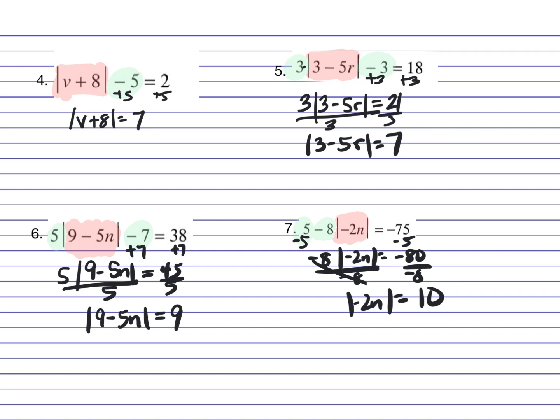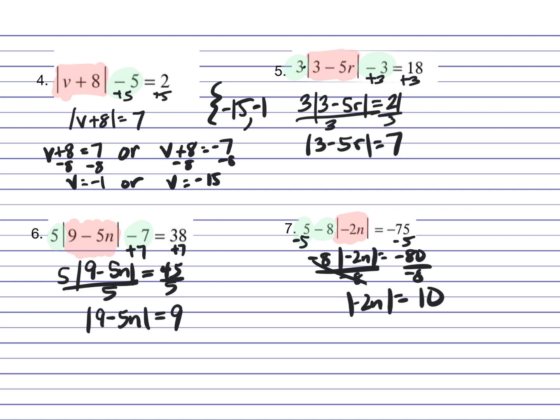So now we have to write our two equations with the word or in the middle. So take what's in the absolute value out, set it equal to positive 7, or take what's in the absolute value out, set it equal to negative 7, and solve. You get b alone by subtracting 8, so b is negative 1, or you get b alone by subtracting 8, b is negative 15. So my two answers are negative 15 and negative 1 for number 4.